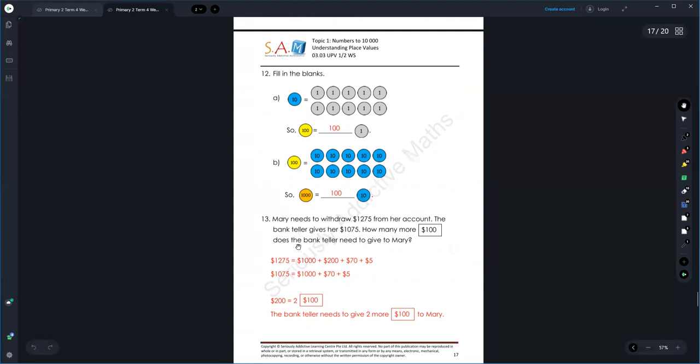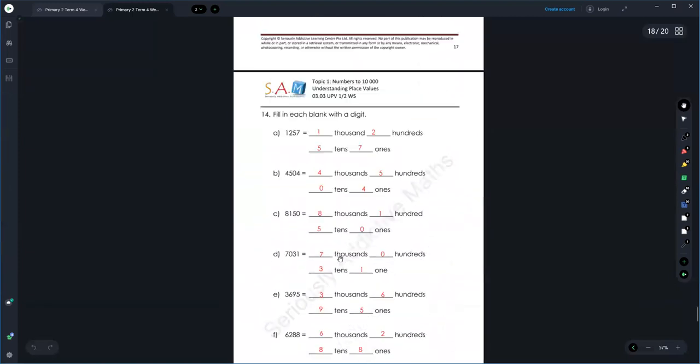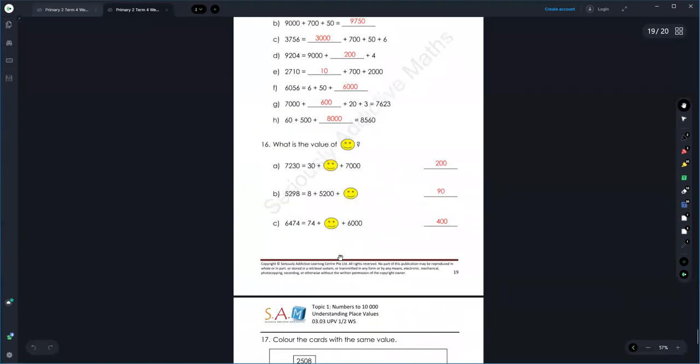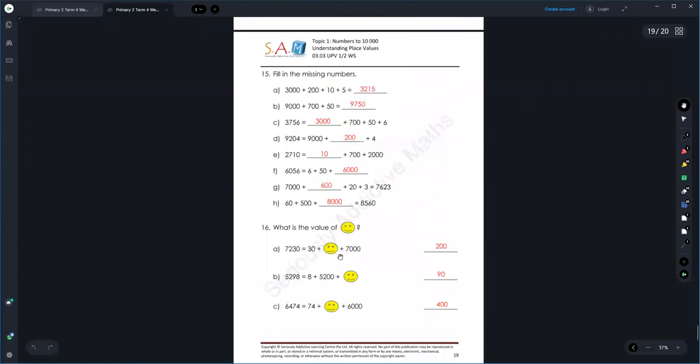Okay, so I think the answer key here is quite self-explanatory, right? So how many more $200? So they need to find out how much more money they need to give. So if it's $200, how many $100 notes? So this one requires them to read the question carefully. Okay. And then I would say perhaps do number 16, do one question with them, the smiley face one.